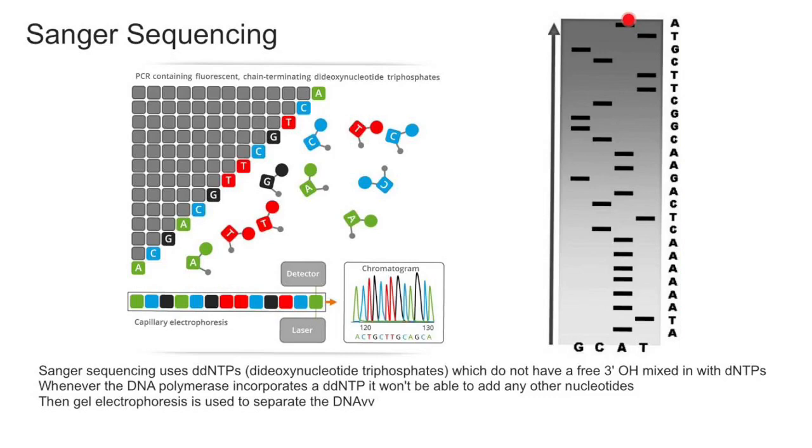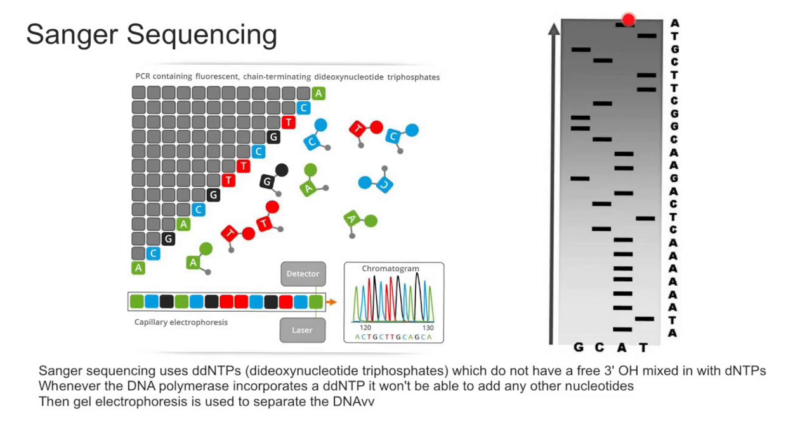And if you look at the bottom of the gel, that's where your smallest fragments are. And at the top of the gel is where your longest fragments are, because that's how gels run. The smallest fragments go further faster. We covered that in, I think, lecture 2 even.